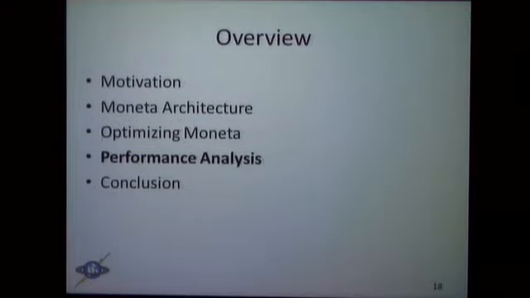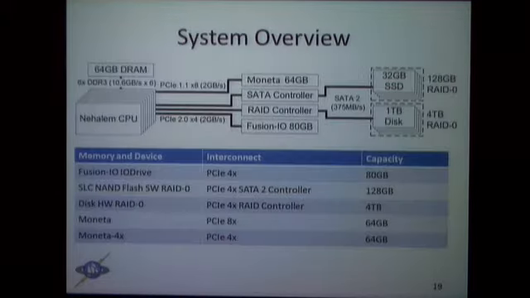So let's just look quickly at some performance numbers for our device for running applications on top of it, as well as some comparisons to other storage technologies. To do this, we have a system that looks like this. It has 5 different storage technologies. We have a FusionIO IO drive. We have a software RAID 0 of flash SSDs. We have a hardware RAID 0 of hard disks. And then we have 2 versions of Moneta. One has an 8x PCI Express link, and the other has a 4x PCI Express link.